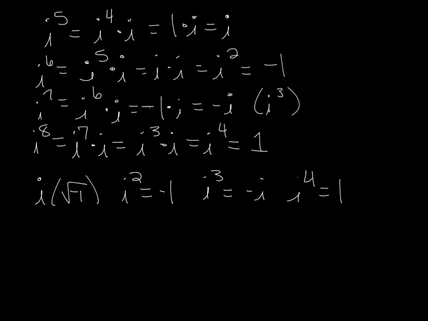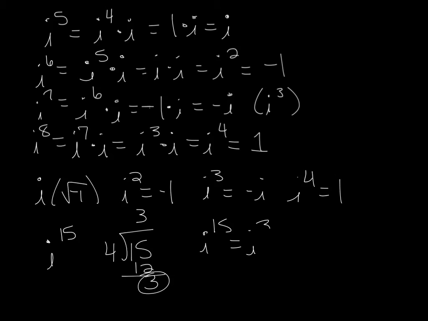And here's how you use it. You might need to know what is the value of i to the 15th. Okay? Here's how you do it. You take the 15 and you divide by 4, and you look at the remainder. What's left over? 3. That means i to the 15th is the same thing as i cubed, which is -i. So i to the 15th is -i.